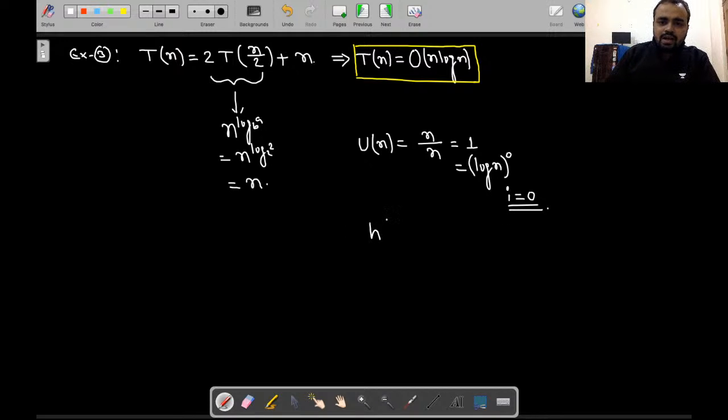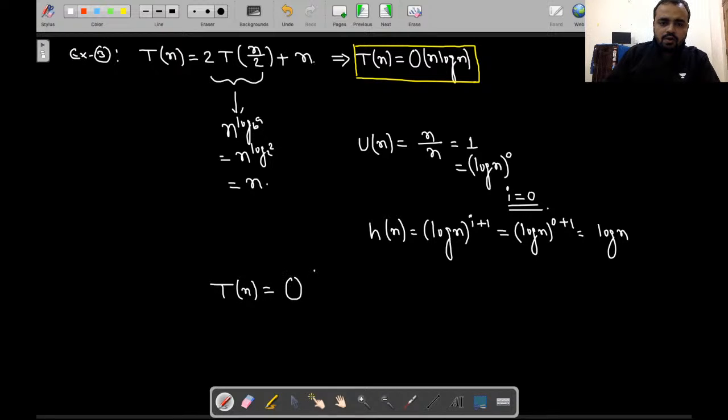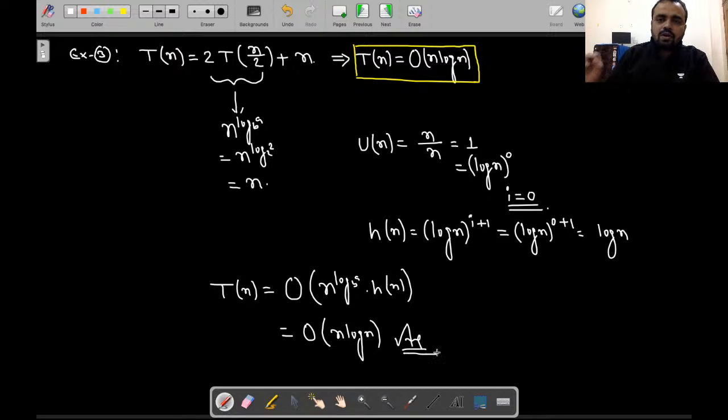So h of n क्या होगा, h of n will become the log of n to the power i plus 1. So it will become log of n to the power 0 plus 1 and it will become log of n. So finally the T(n) will become order of n to the power log of a on the base b into h of n. So it will become order of n, will become order of n log n. तो इन शॉर्टकट ट्रिक्स में क्या याद रखना है, ठीक है ना.